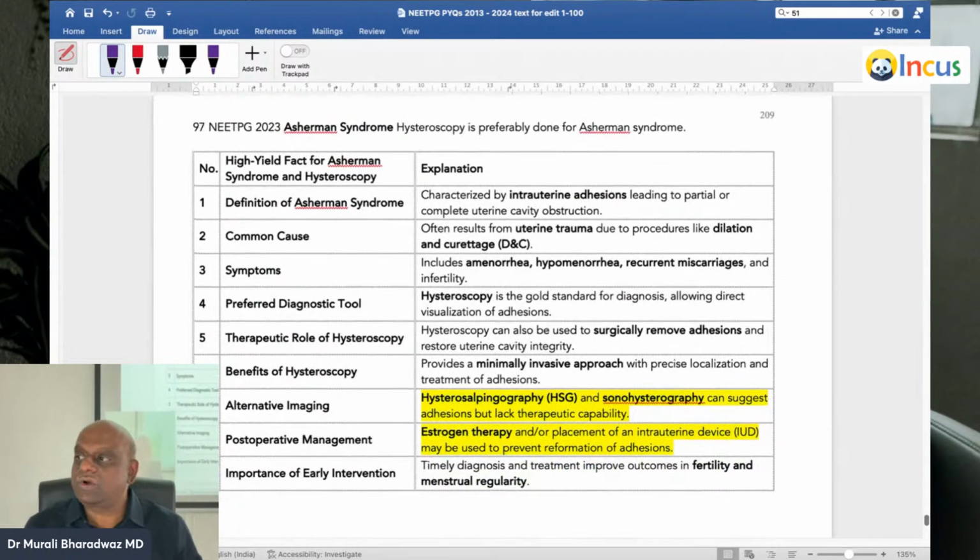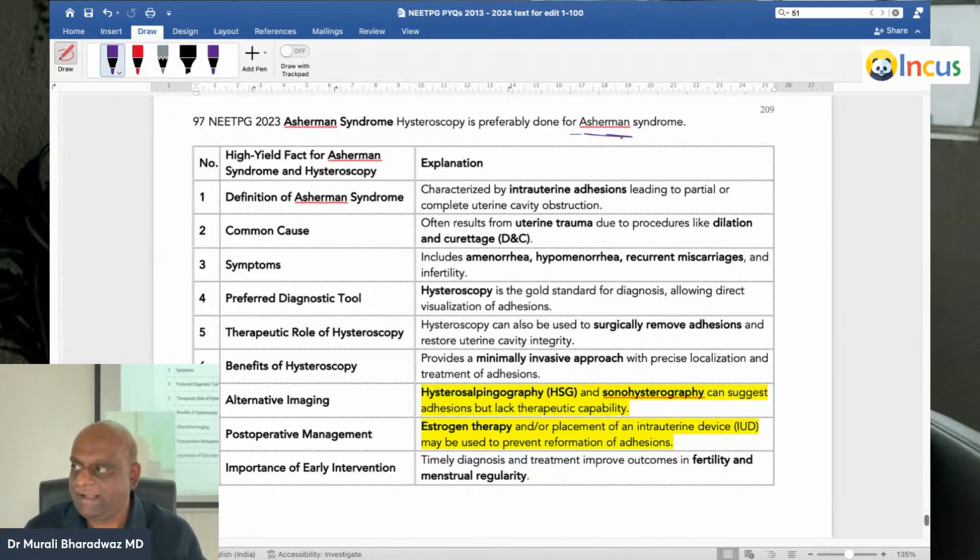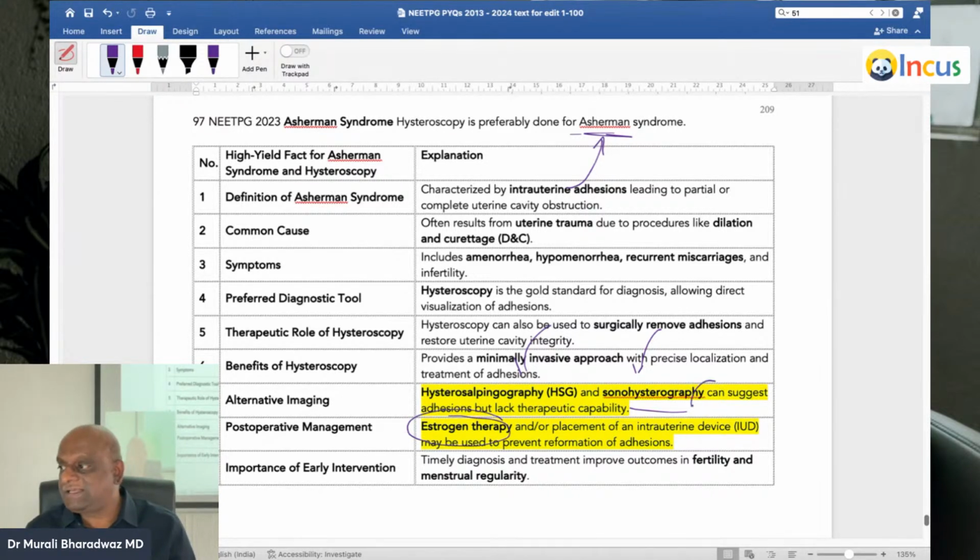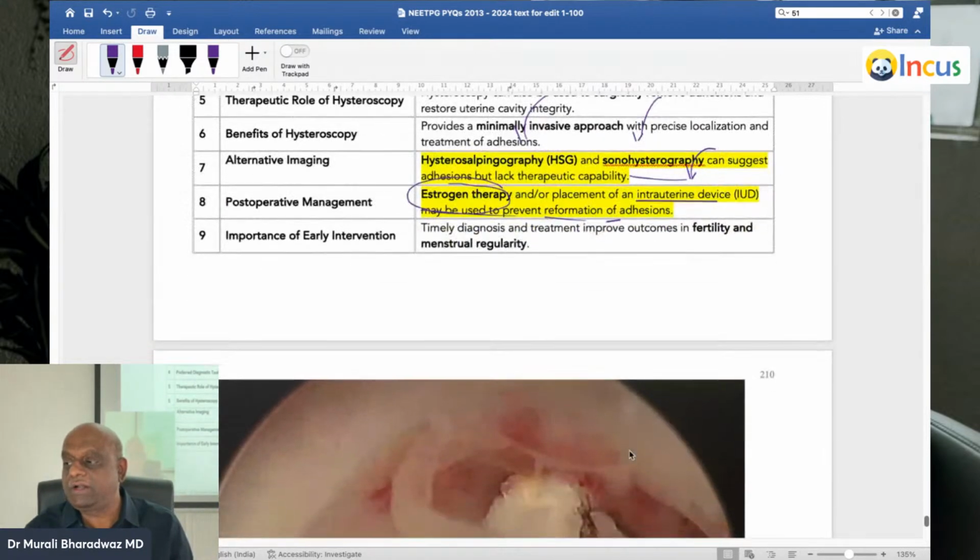Asherman syndrome, hysteroscopy is preferably done in Asherman syndrome. So what is Asherman syndrome? Whenever you do dilatation and curettage for miscarriages or endometrial procedures, it can lead to adhesions which will prevent implantation of the fertilized ovum, that can lead to infertility. So evaluate by doing hysterosalpingography. And how do you treat that? Adhesionolysis needs to be done, and you need to place an intrauterine device to prevent the reformation of adhesions is what you need to remember.